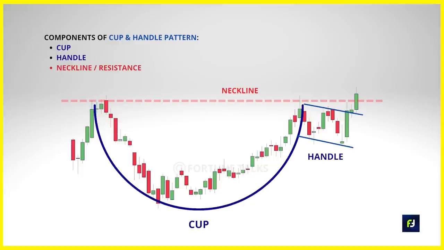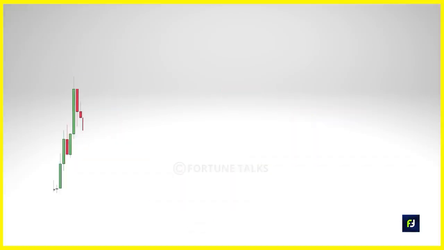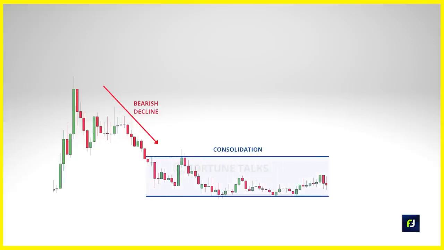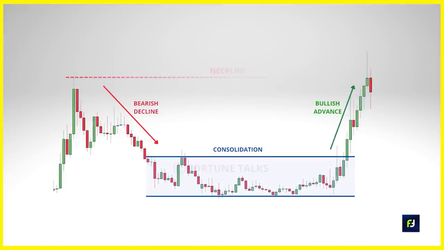The pattern comprises two parts, as the name suggests, a cup and a handle, and also a neckline which will act as the resistance. The cup forms after a bearish price decline, which is followed by a period of consolidation with smaller or weaker candles that show signs of the market bottoming, after which the price makes a higher high towards the resistance, which indicates that the bulls are taking over from the bears gradually.